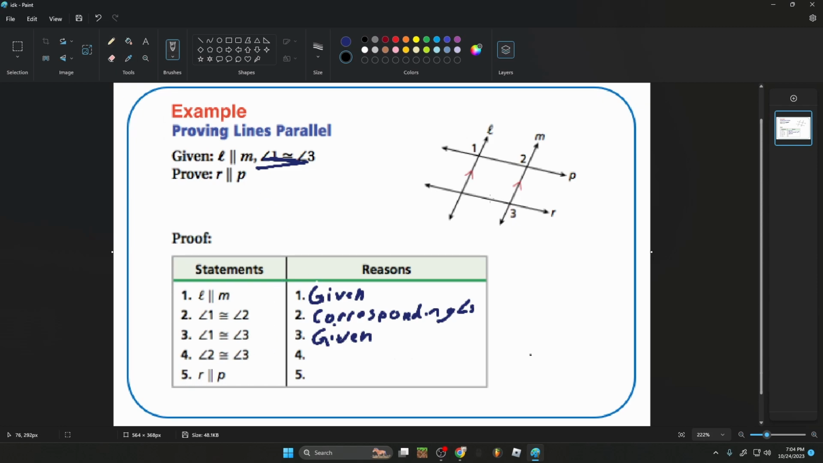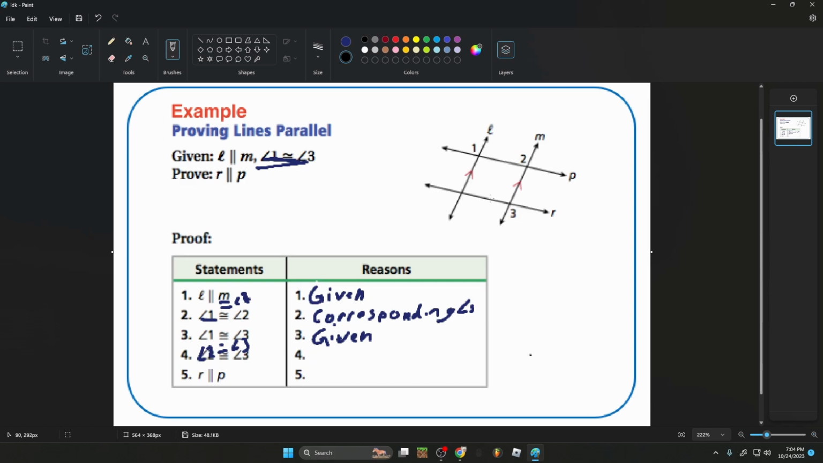So now, statement 4 is telling you that 2 is congruent to 3. How do we know that, right? So 1 is congruent to 2. The angle of 1 is equal to the angle of 2. And then angle 1 is equal to angle 3. We know that it's the given. And so angle 2 is equal to the angle of 3.